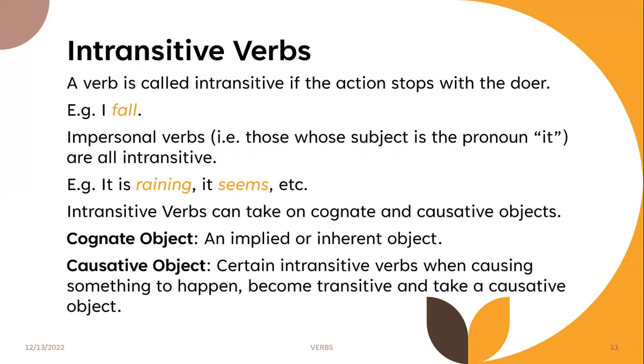Yeah. And then we have the causative object. So certain intransitive verbs, when causing something to happen, become transitive and take a causative object. Example, I boiled the water and I walked my dog. So it causes the object to take an action, right? So verbs can act as both transitive and intransitive verbs. So there is no strict rule that says that boiled cannot be transitive or walk cannot be transitive. They can be used in both forms.